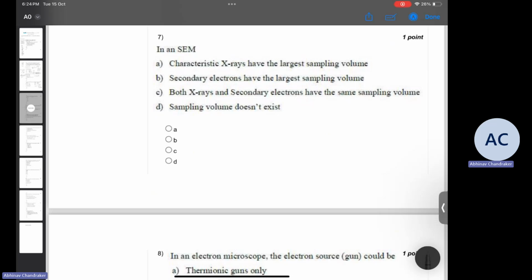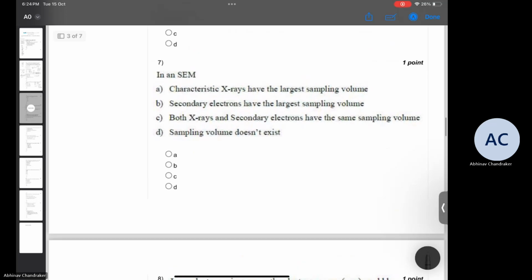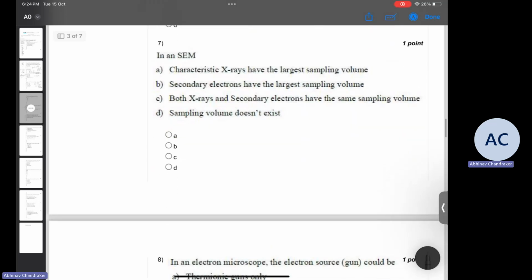The next question is, in an SEM, characteristic X-rays have the largest sampling volume. Secondary electrons have the largest. Both have the same, and sampling volume doesn't exist.